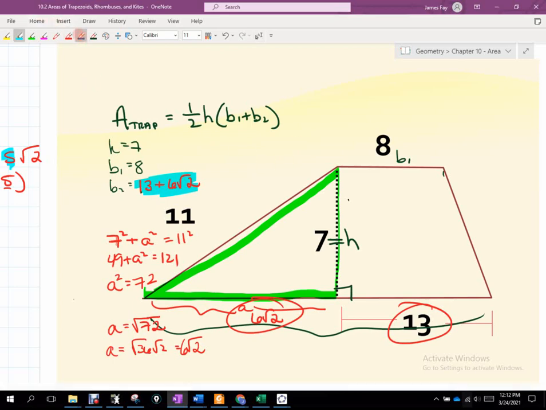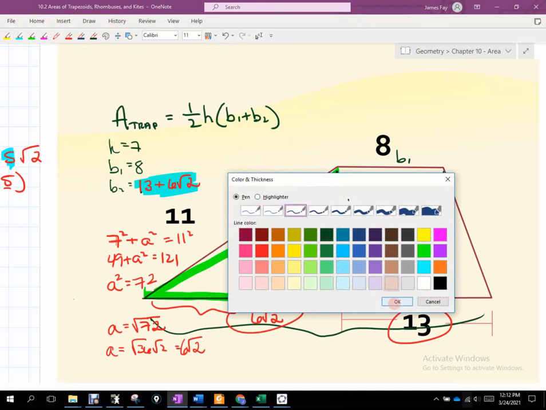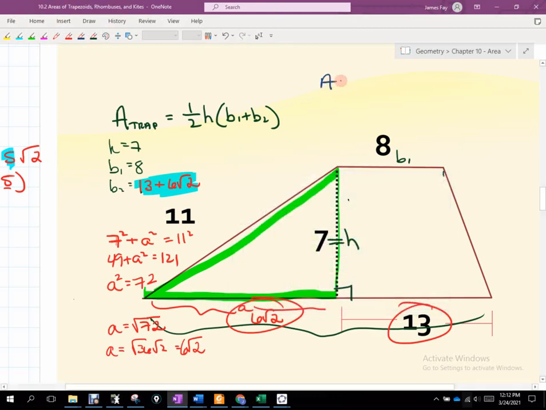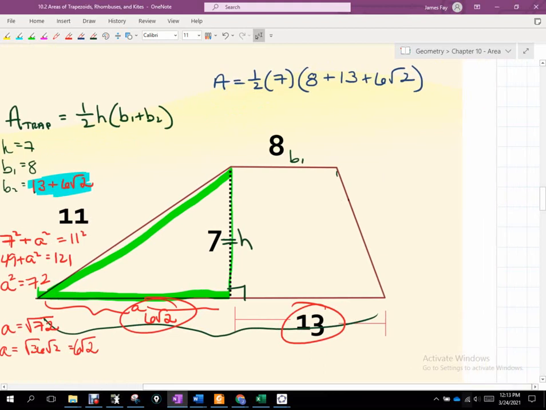So now we got everything. Now we just got to plug it into our formula. So area equals 1/2 h, which we said was 7, plus the sum of our bases. Well, one base was 8, and the other base was 13 plus 6 radical 2. Is that okay with everybody?